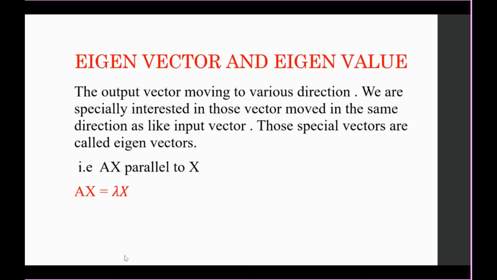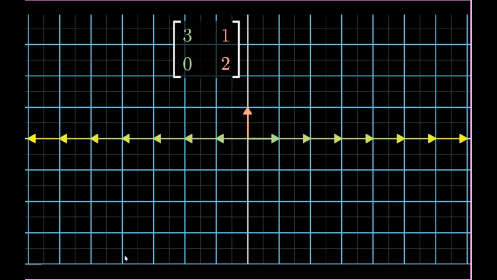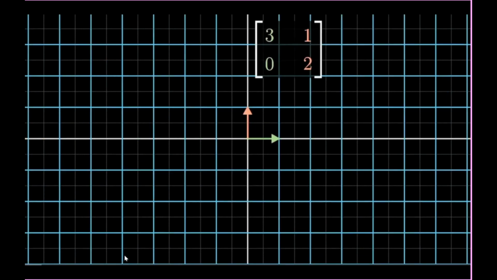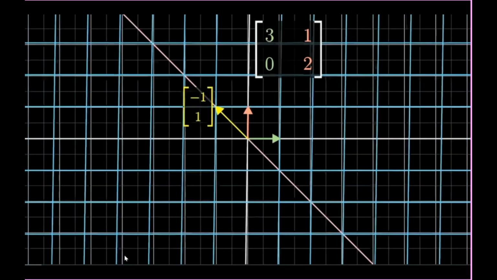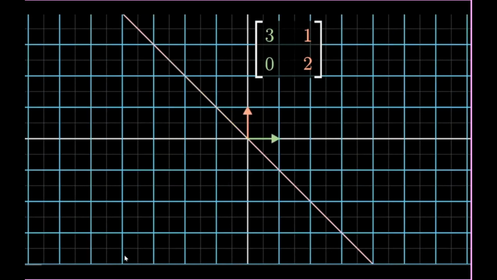Let us see this one example. After the transformation of the vector 1, 0, see here, the output is in the same direction as the vector 1, 0. It moves to 3, 0. See here, this other vector moves to a different point, that is 1, 2, so that is not an eigenvector. Next example, -1, 1. After the transformation, we see that the yellow line stays on the same line or same direction as the input vector. So 1, 0 and -1, 1 are the eigenvectors.